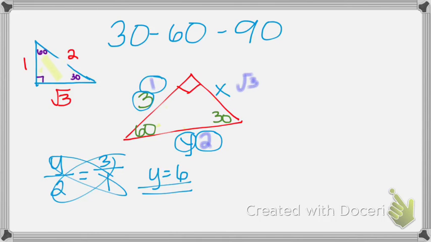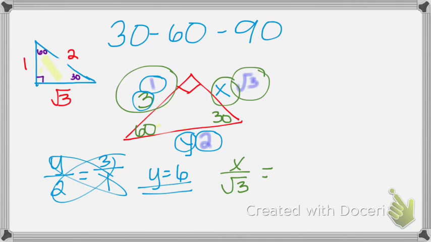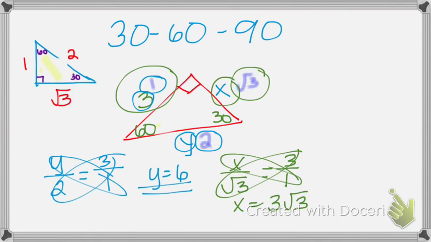Alright, so if I'm going to do the other one, this time I'm going to do x and square root of 3. And I'm going to continue to use that 3 and 1. Cross multiply. When you multiply this, you leave it as 3 square root of 3. Don't find the answer. There you go.